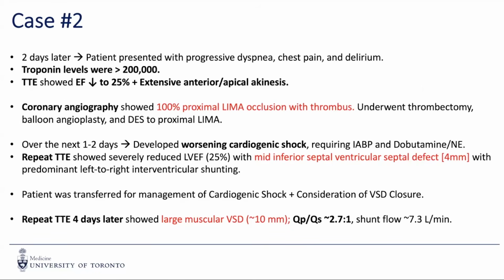So they quickly went for cath, just given the drop in the troponin levels, and it actually showed 100% proximal LIMA occlusion with a thrombus there, for which they underwent thrombectomy, balloon angioplasty, and stenting to the LIMA.